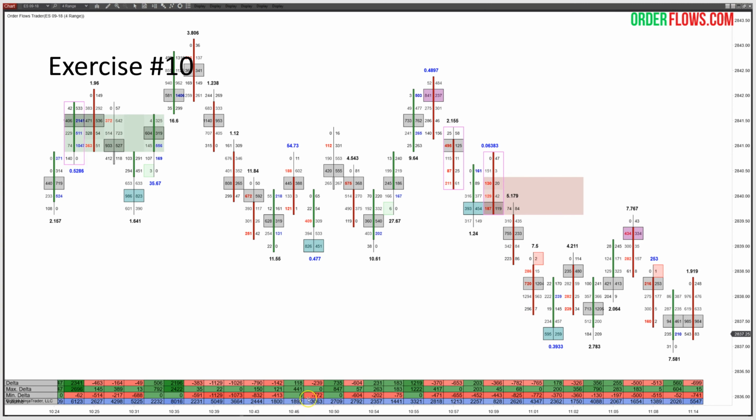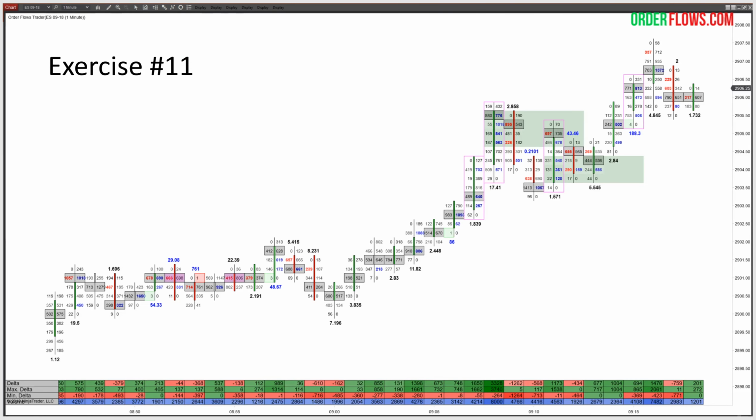Now again, over here people say, well, do you have some flips here? No, I wouldn't consider this one a flip. Over here, final delta is 118 versus max delta of 441. Even here, minus 239 versus a final delta of 772. This wouldn't qualify as a flip. They were too far removed from the max and the min deltas. Okay, so exercise number 11. Just take a moment to see what you're looking at here.